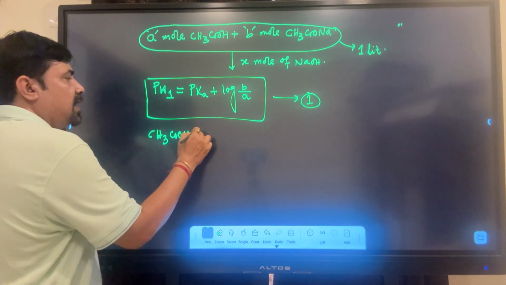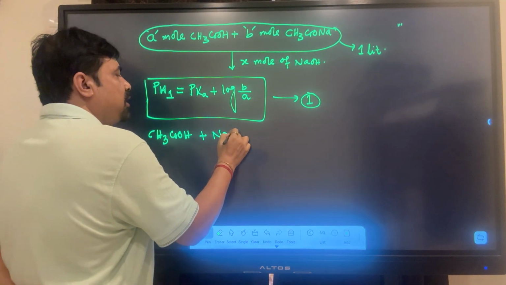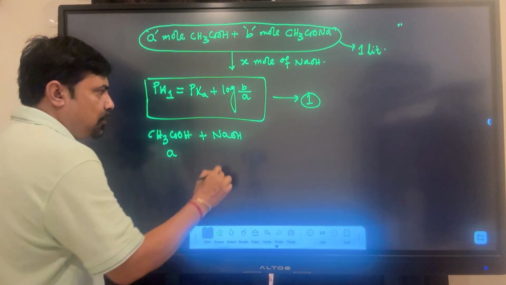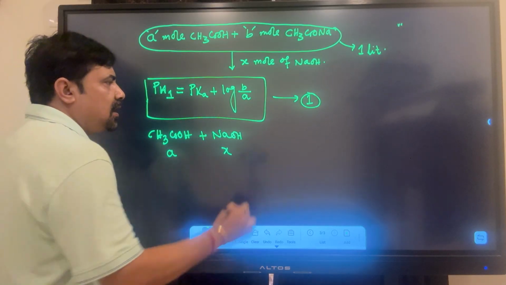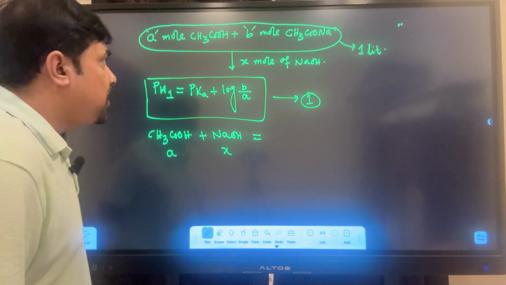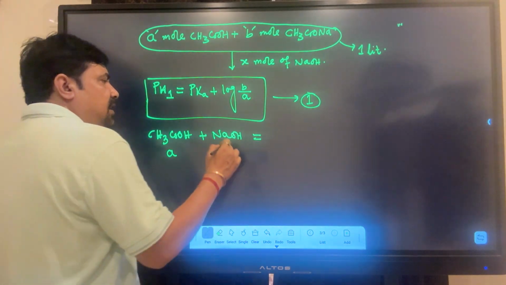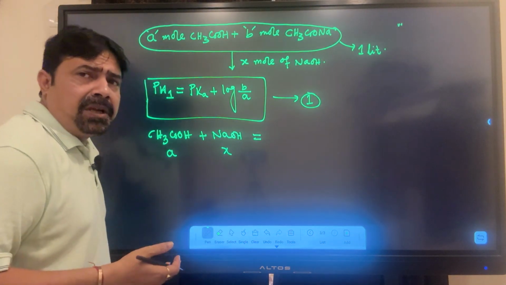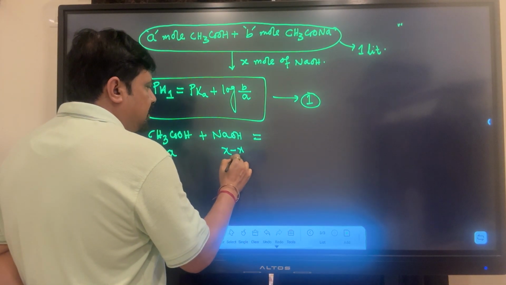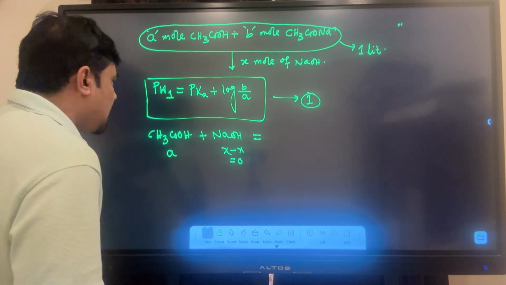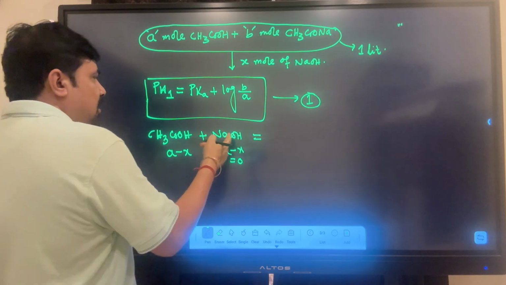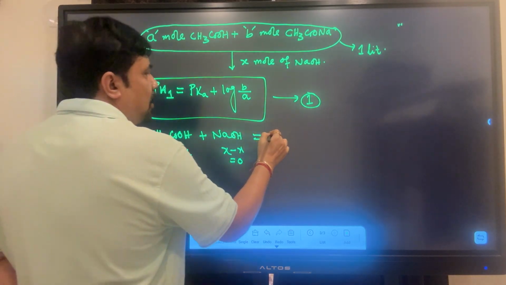So we are adding NaOH, how much? x mole. Now acetic acid was there, a mole per liter. Now we are adding NaOH, x mole, and x is a very small amount compared to a and b. Then who will react? Naturally NaOH will be my limiting reagent as it is smaller. So out of x, x will be reacted. After reaction it will be 0. Out of a, a minus x will remain.